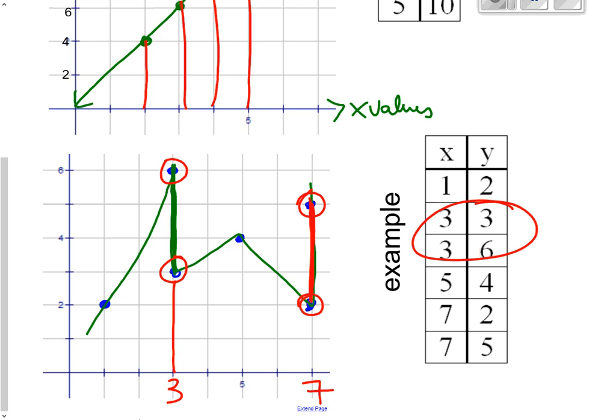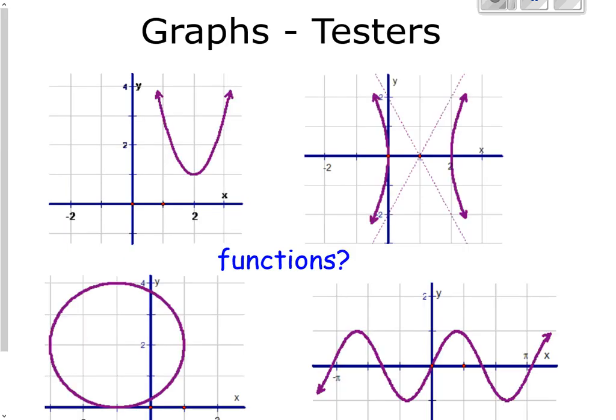So we actually have a name for it. It's called the vertical line test. We actually use a vertical line to see if there's anywhere on the function, on the graph, where we can see where it cuts it more than once. So I'll show you what we mean by that on the next slide here.